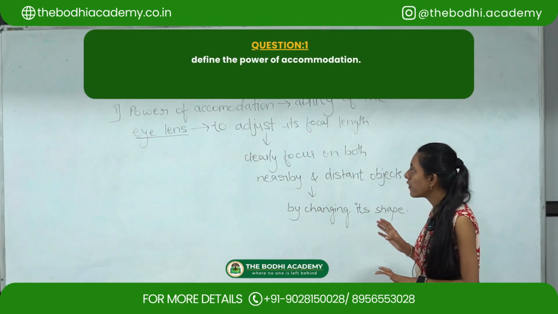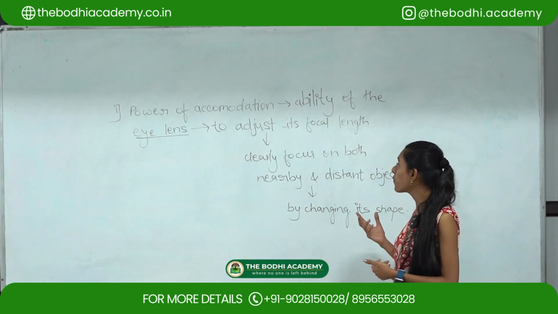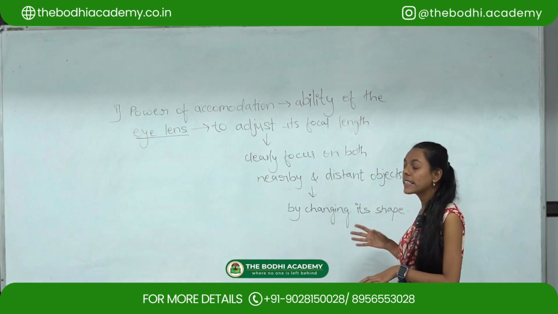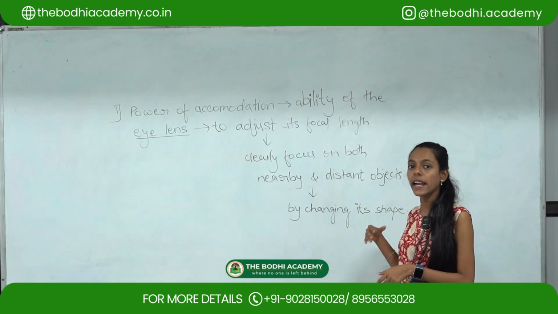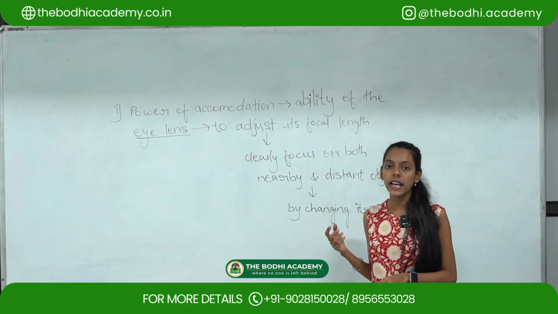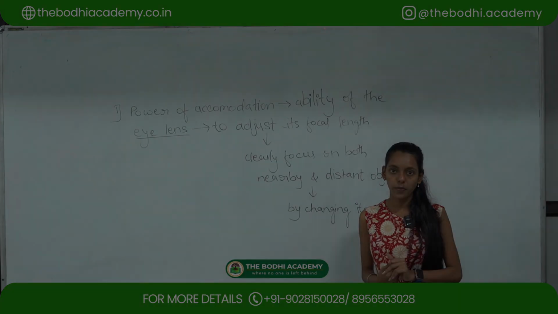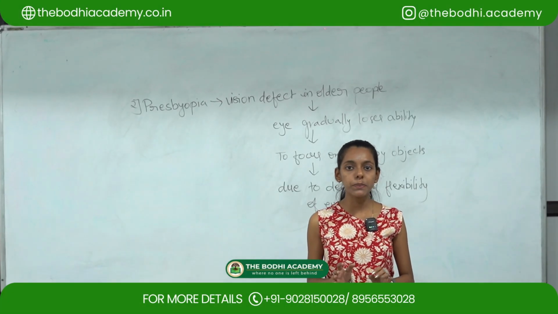Power of accommodation is the ability of the eye lens to adjust its focal length so that it can clearly focus on distant and nearby objects by changing its shape. You can think of it as a camera which can change its shape to focus on nearby and distant objects. So the second question is, what is presbyopia?